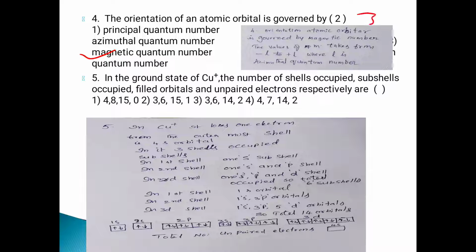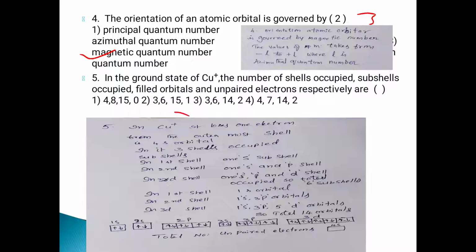Next, fifth question. In the ground state of Cu+, the number of shells occupied, subshells occupied, filled orbitals and unpaired electrons are, respectively. Here you have to write the electronic configuration of copper plus, which means one electron is removed from the neutral copper atom to get the Cu+.